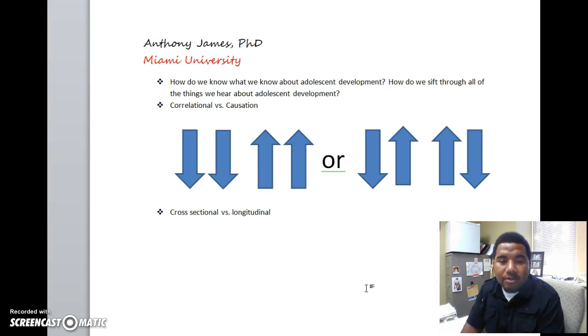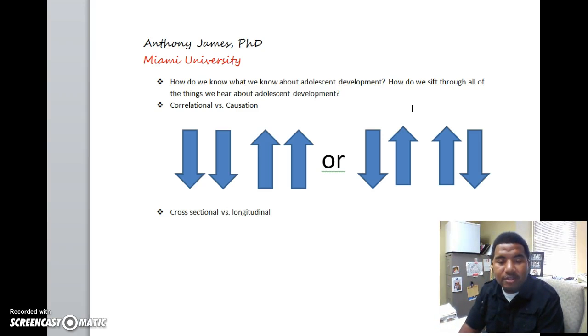And I would like to post a video about adolescent development, particularly the science of adolescent development. And as I have listed on the screen here, the critical things I want to talk about is how do we know what we know about adolescent development? Or how do we sift through all of the things we hear about adolescent development?